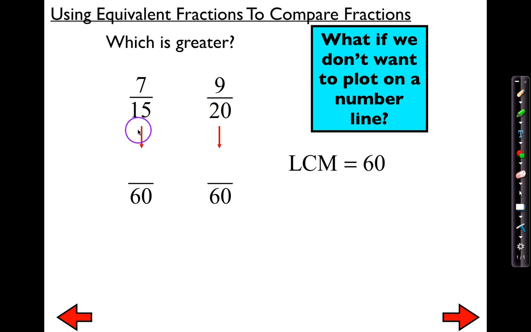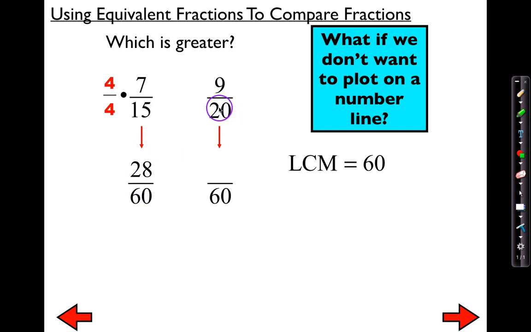Now we're going to adjust it. What happens to 15 to give me a denominator of 60? Well, you would have to multiply it by 4, which means if I multiply the denominator by 4, I'm going to multiply the numerator by 4 as well. So 4 times 7 is 28. So now we're going to refer to 7/15 as 28/60. Both of these are equivalent to one another.